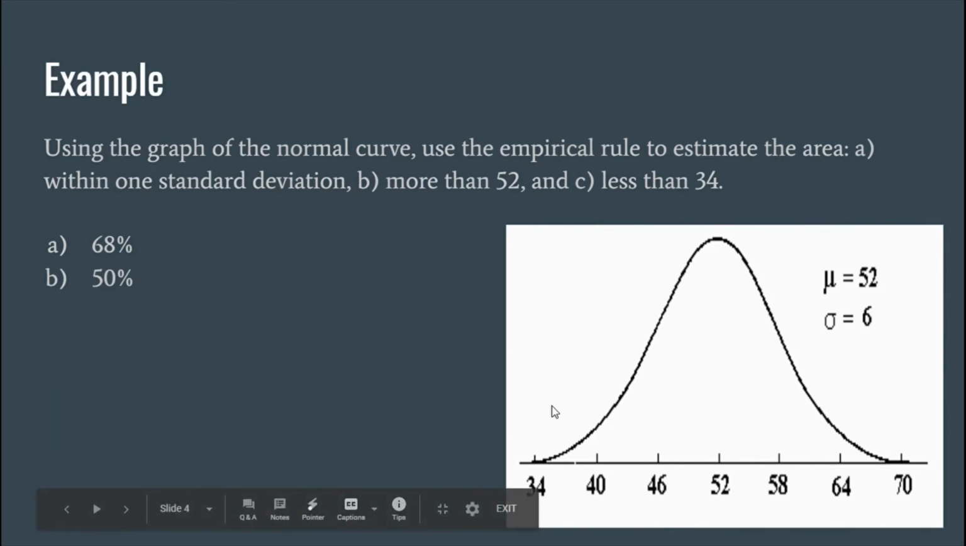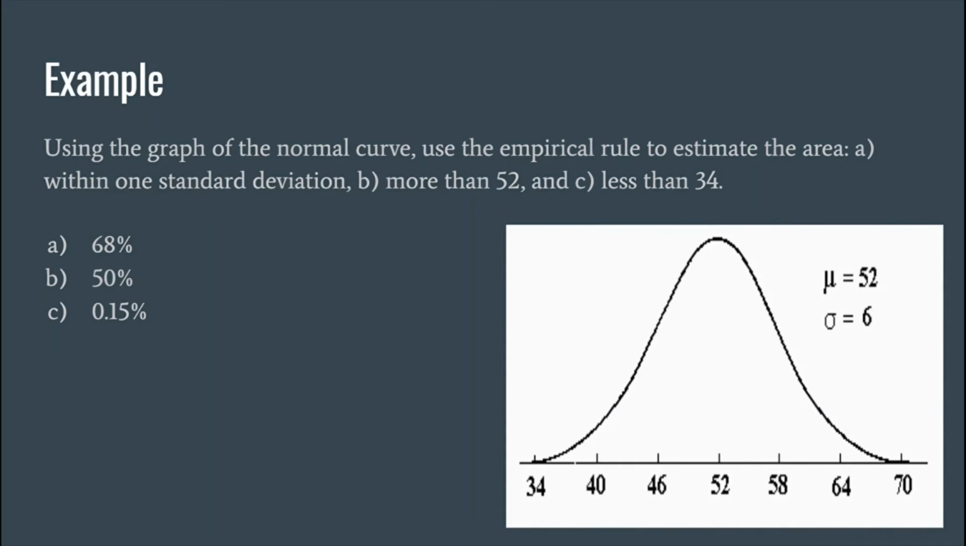Now we want the portions on the outside. So we take 99.7% away from 100. That leaves us with 0.3%. Now that's on both sides, but we're only concerned with this half. So we're going to take half of 0.3%. Okay, so 0.15%.